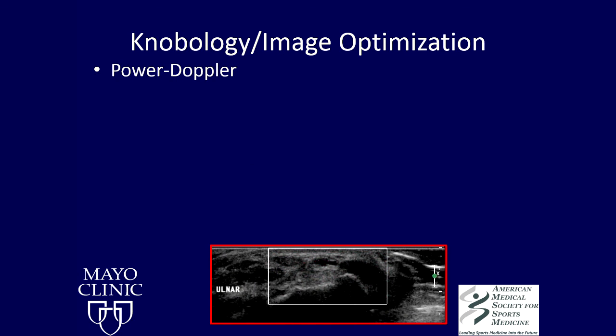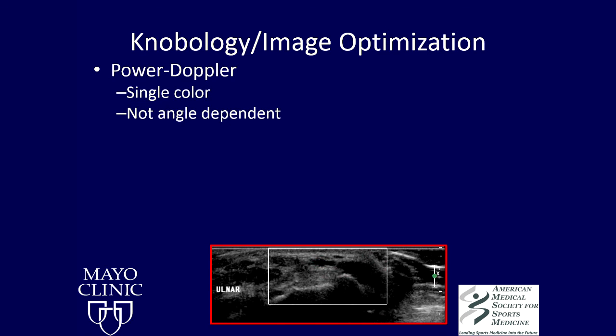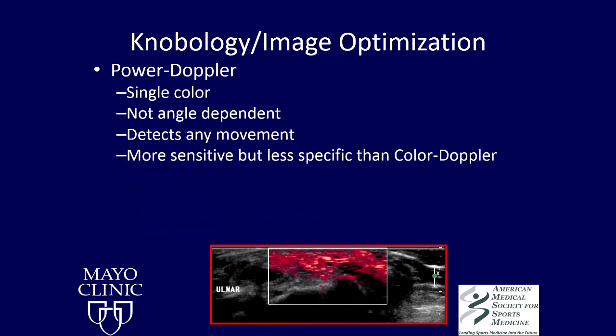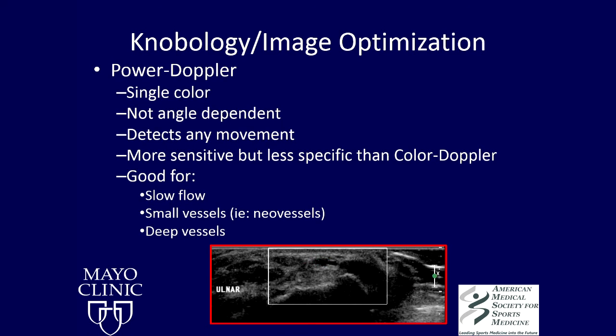There are several different types of Doppler. The first type is power Doppler, which uses a single color. It is not angle dependent, so your sound wave can hit any moving structure below it at any angle, and it will detect that movement. And so it's very, very sensitive. However, since it can't tell you any flow characteristics, it's not very specific. It doesn't give you a lot of information about which direction it's going, what the velocity is, and so on. So this is really good for slow flow states because of the sensitivity, or small vessels and deep vessels. So it's great for neovascularization within a tendon, but it's not going to give you as much information if you're doing a true vascular study.